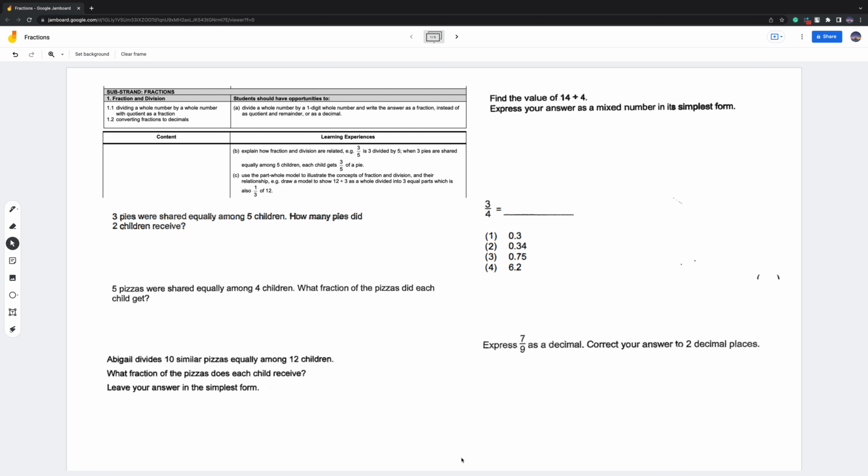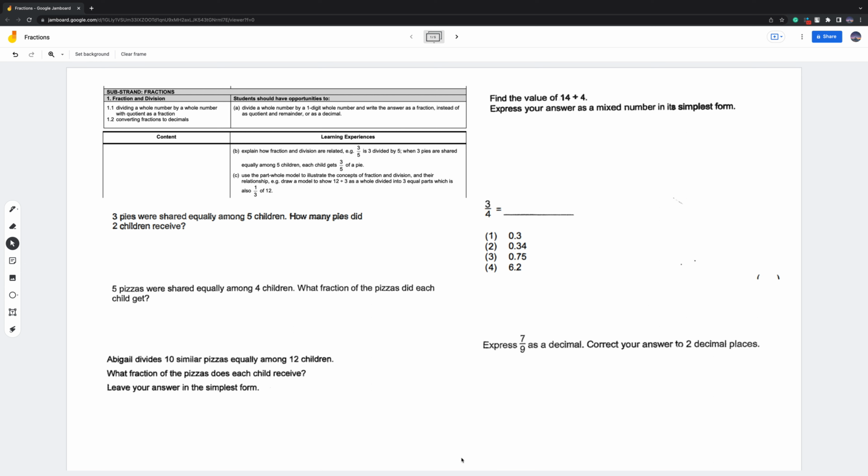Okay, so here we are going to focus on these two areas, and then we're going to do some revision on some of the concepts of fractions that you have covered before. So basically, what does dividing a whole number by a whole number with quotient as a fraction mean? You just have two whole numbers, you divide them, and the answer won't give you a whole number.